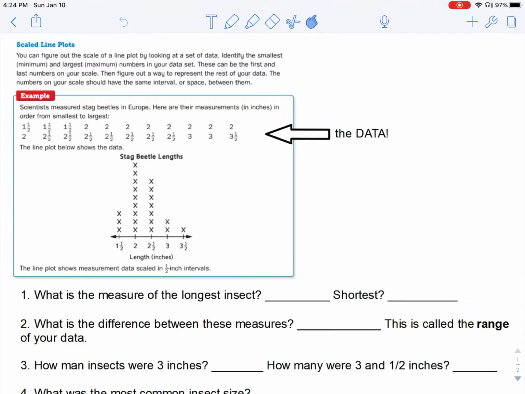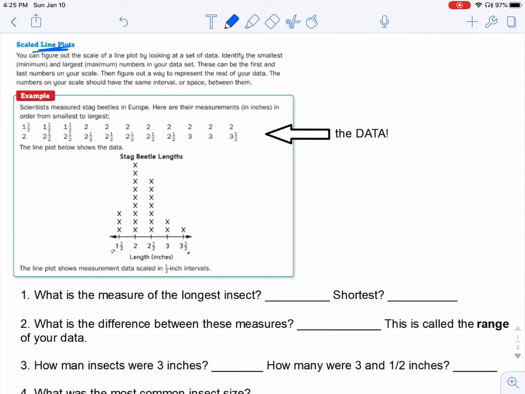Today, a new topic is line plots, the scaled line plots. And scale just means, right, we decide what we put on this axis right here. We'll talk about that in a second. So follow along with me.